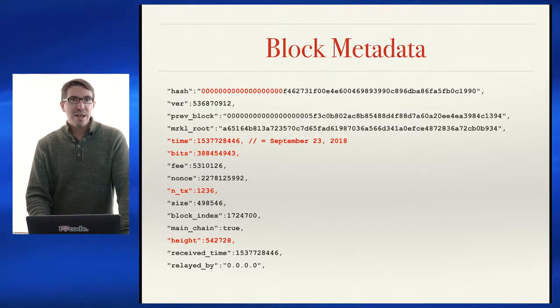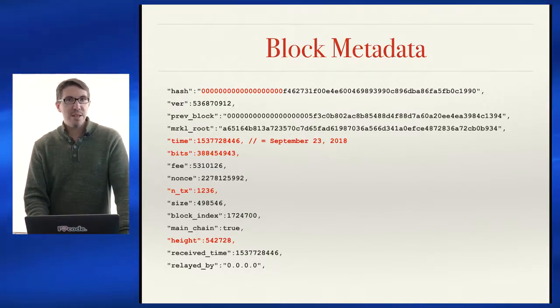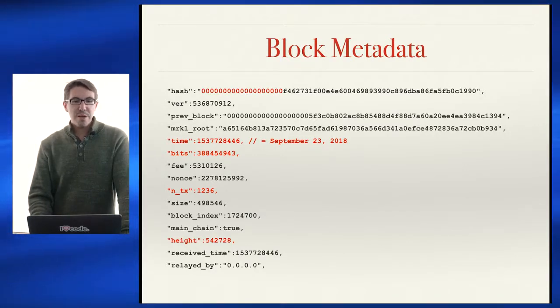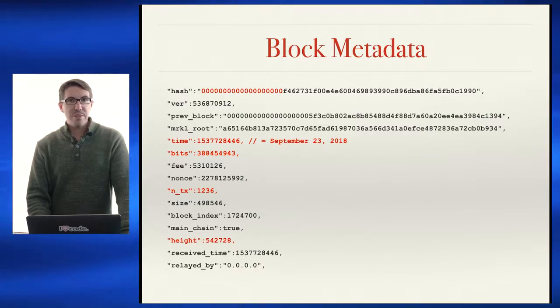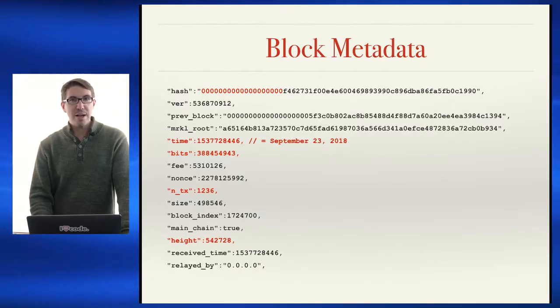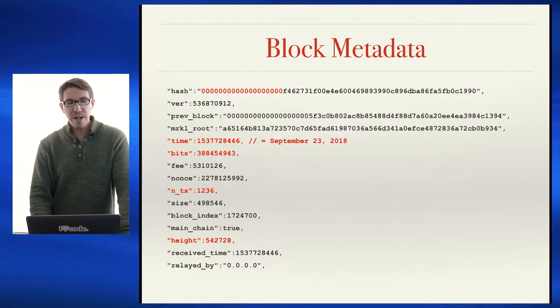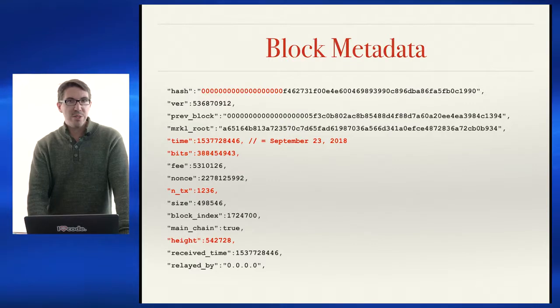As they say, a man with a watch knows what time it is, a man with 2 watches is never sure. So the time here is specified in seconds since the epoch, the epoch being January 1st, 1970. This is the same system that Unix and most other systems use to keep track of time. This particular block was generated according to its creator on September 23rd, 2018.